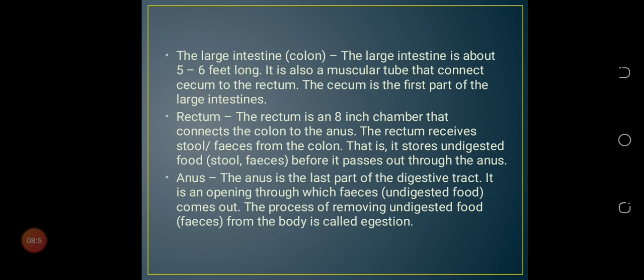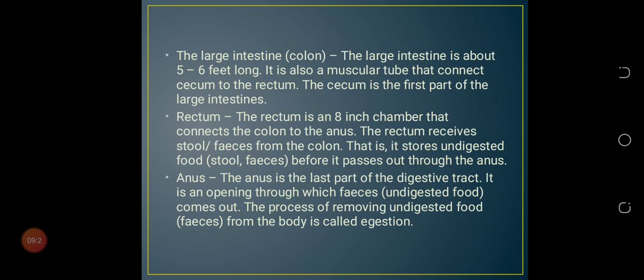Bacteria in the colon also digest cellulose and produce vitamin K and B for the body's use. So bacteria in the colon, or the large intestine, also digest cellulose and produce vitamin K and B for the body's use. The remaining undigested food, usually in the form of semi-solid, which is called feces, is emptied into the rectum.